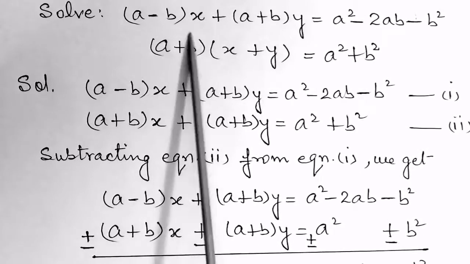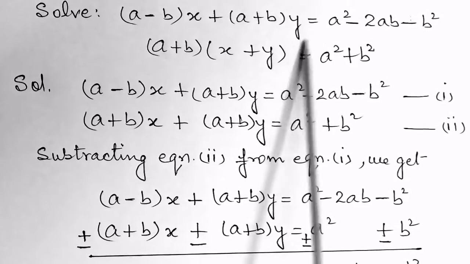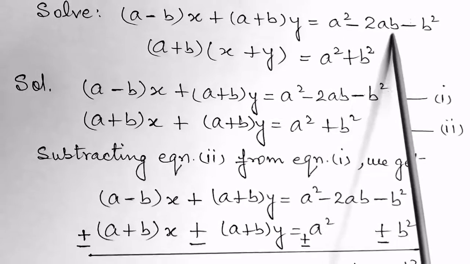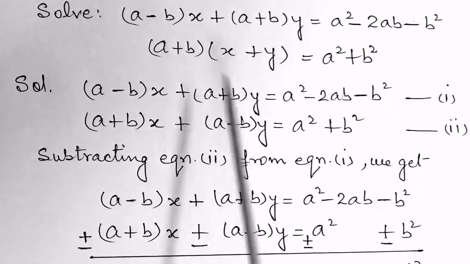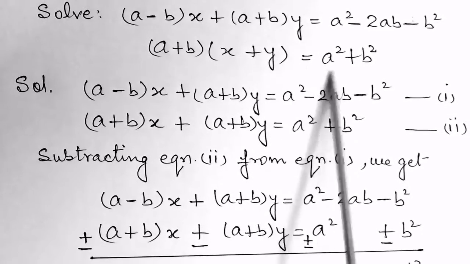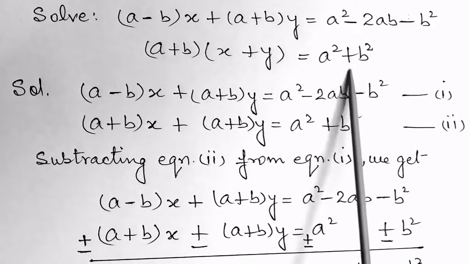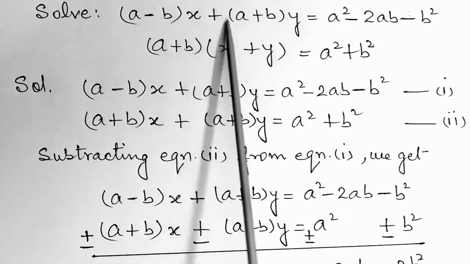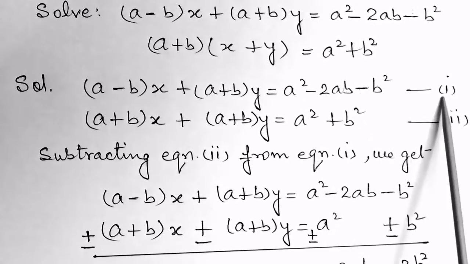Right? Solve (a minus b) into x plus (a plus b) into y is equal to a square minus 2ab minus b square. And second equation is (a plus b) into (x plus y) is equal to a square plus b square. Right? Now first equation I'm writing as it is.